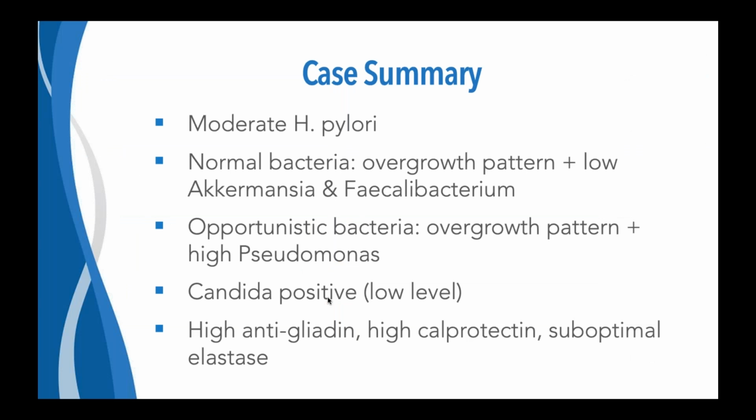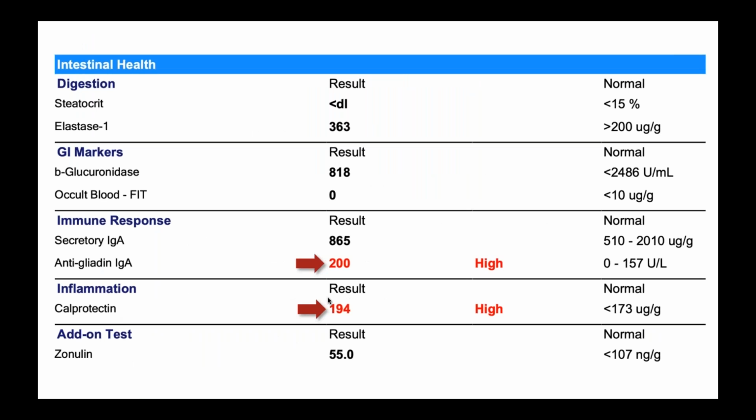So, case summary, just summarizing these findings: there was a moderate level of H. pylori. In terms of the normal bacteria, there was an overgrowth pattern along with low Akkermansia and Faecalibacterium, a typical dysbiosis type pattern. In the opportunistic bacteria section, there was an overgrowth pattern along with high Pseudomonas. Candida was positive at a low level. We also saw the anti-gliadin was elevated, high calprotectin was present, and also that elastase was suboptimal, which I didn't note, but if we go back there, elastase is at 363. Again, optimal is considered to be around 500 and above.